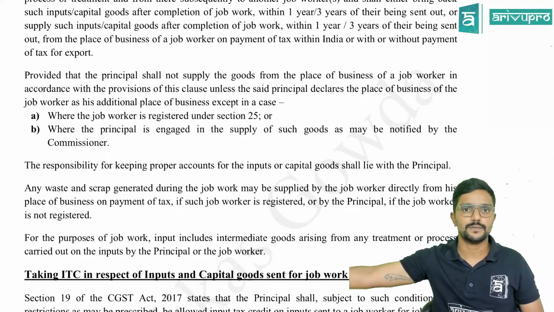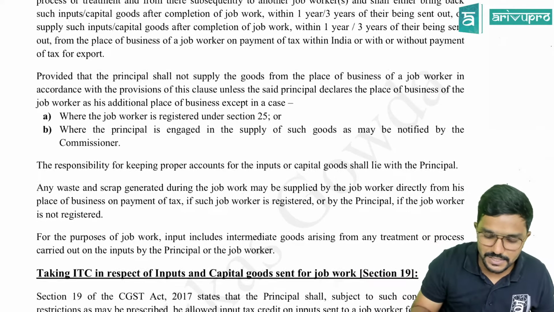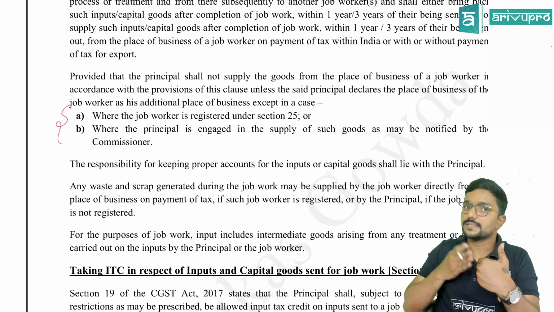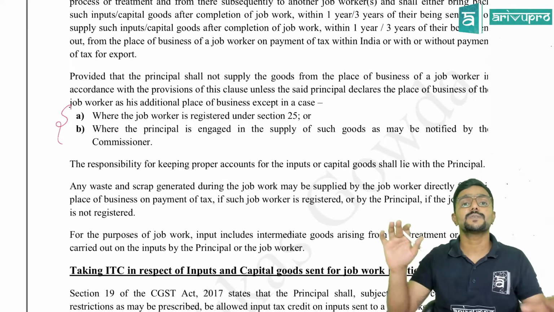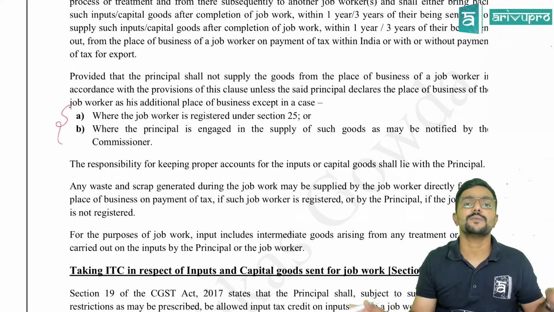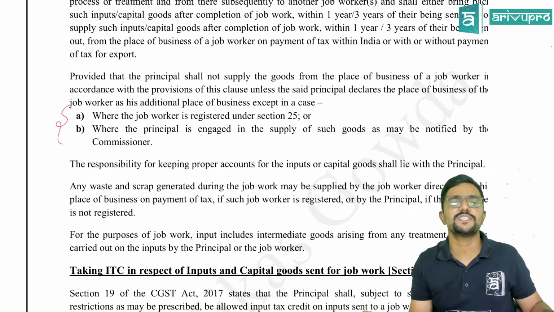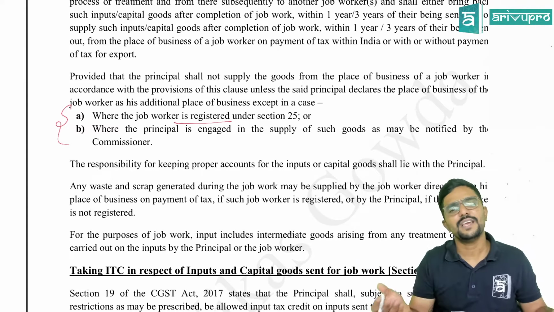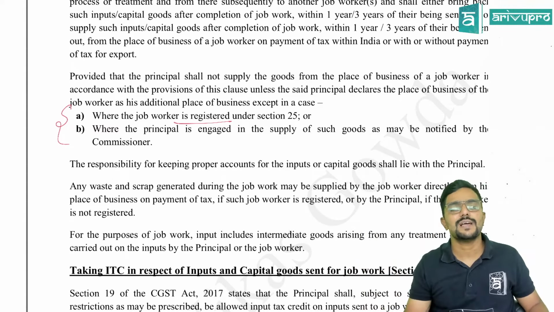If not, he cannot. But except in the following cases, the principal can supply the goods from the job worker's place and he need not disclose the job worker's place as additional place of business. Why? Because, sir, the job worker also is registered under GST. So if he is registered under GST, then the principal need not disclose the job worker's place as the additional place of business.